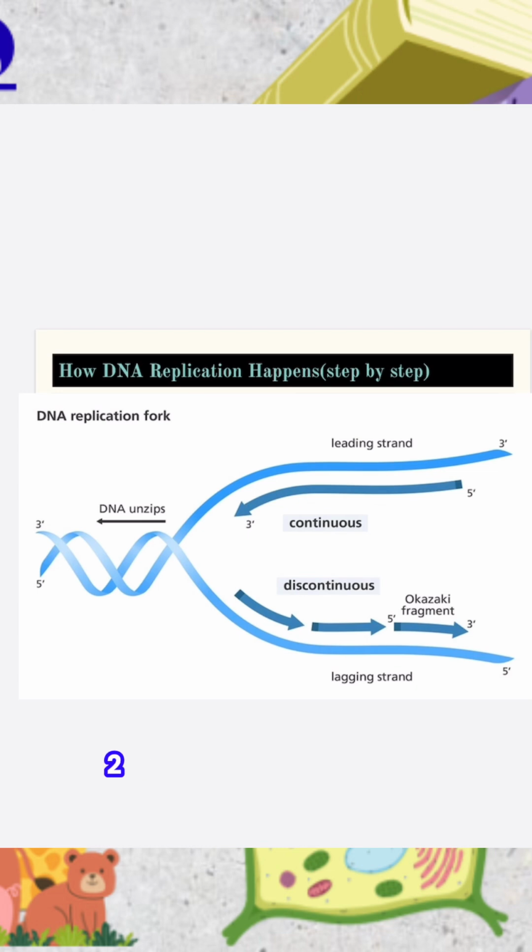Now step 2, the primer is now added. Once the DNA is unwound and is open, the cell needs to mark where copying should begin, right? Primase lays down a short piece of RNA, which is ribonucleic acid, known as primer. The primer tells DNA polymerase, hey, this is where you start adding new bases. Do you understand? This is where you start adding new bases.